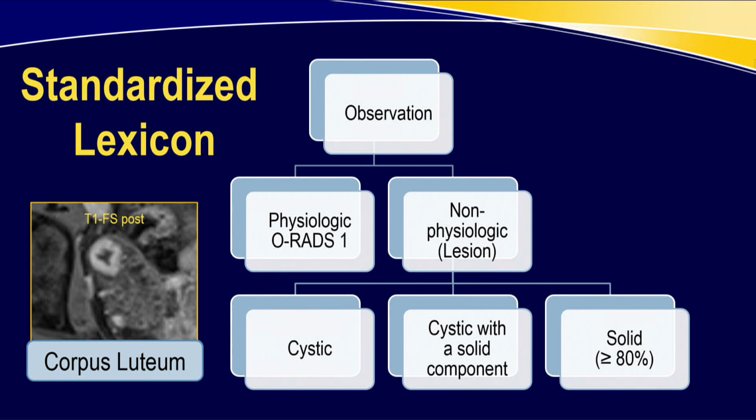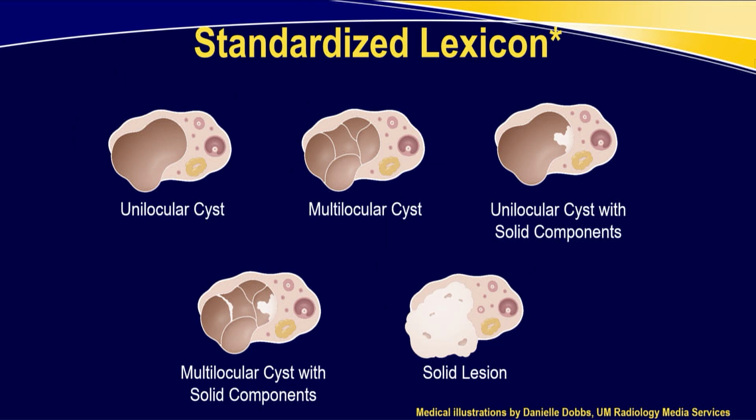And a lesion may be cystic, it may be cystic with a solid component, or it may be solid. And what I mean by solid is that at least 80% of the lesion has to be enhancing solid tissue. These are very nice pictures and schematics from University of Michigan, illustrating this standardized lexicon, but a picture's worth 1,000 words.